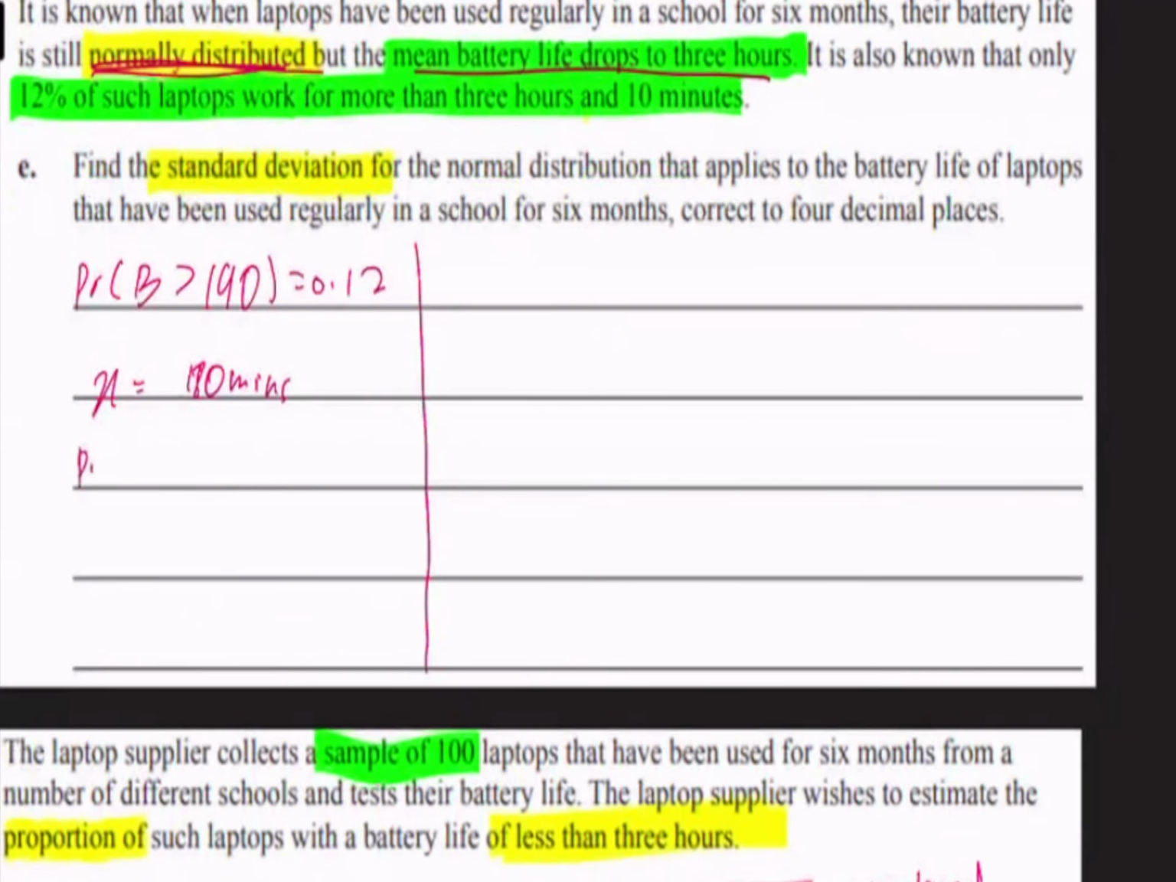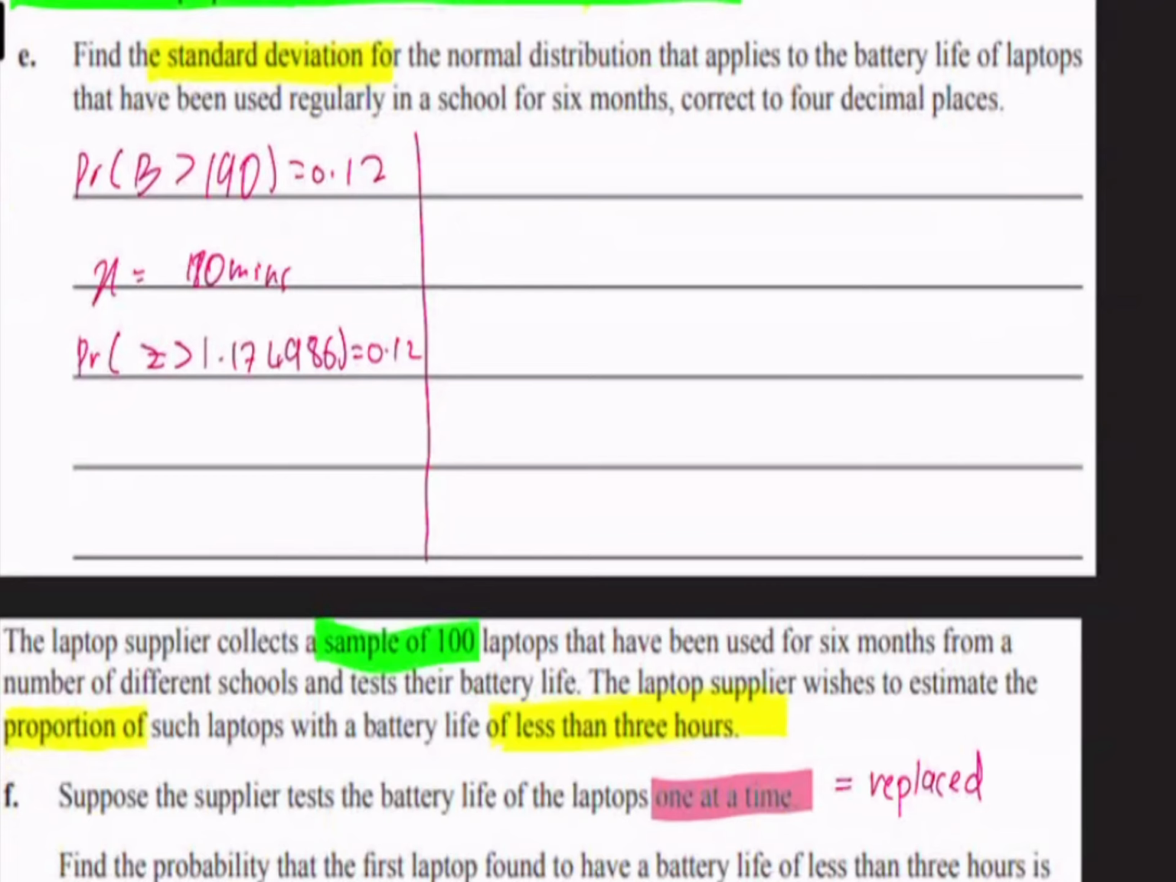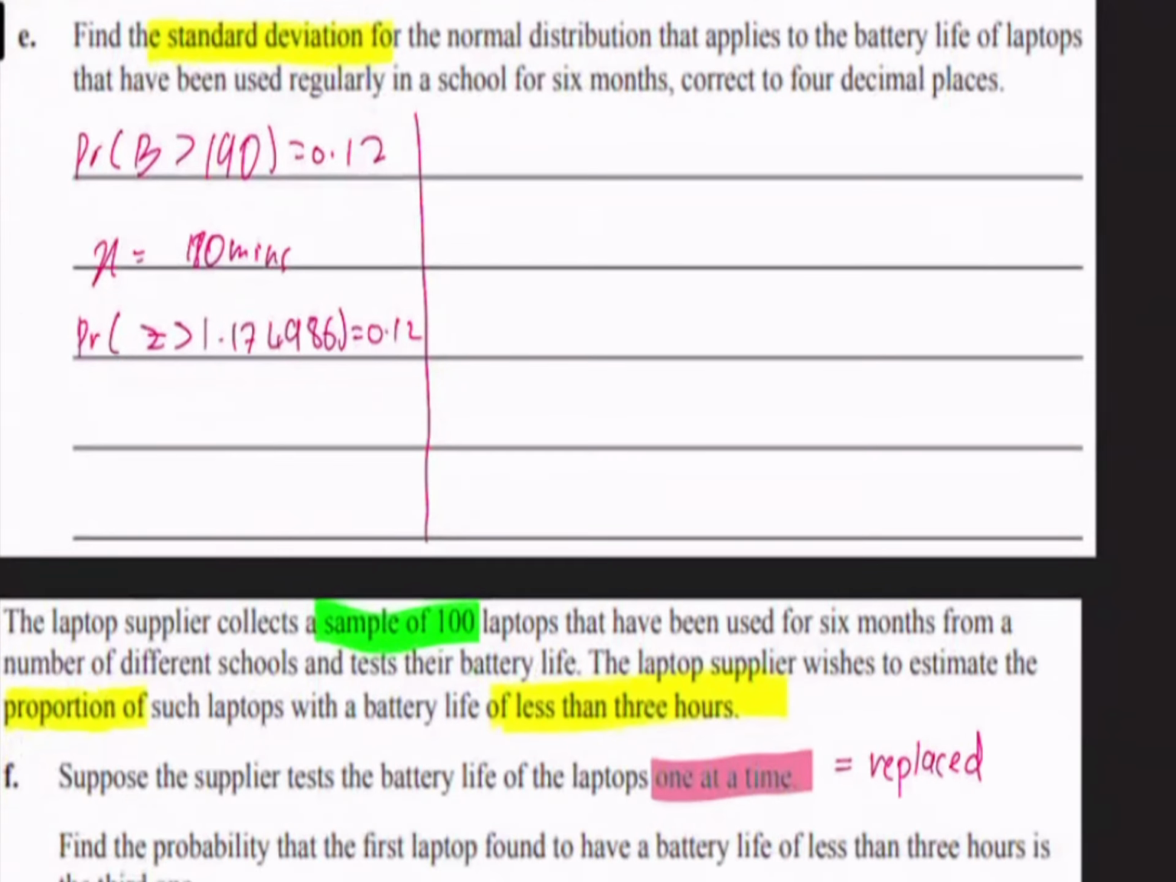So we're going to have to find the z value, which gives the same probability. In this case, you just use your inverse normal function on your CAS, and the default settings are set to standard normal, so you don't have to change any of those. And you should get this value. I got 1.174986. And then you just convert it to x.